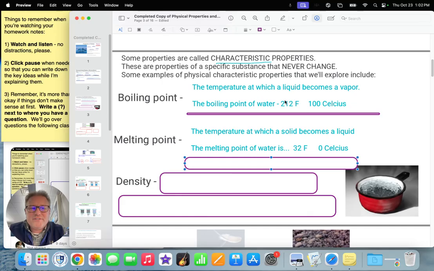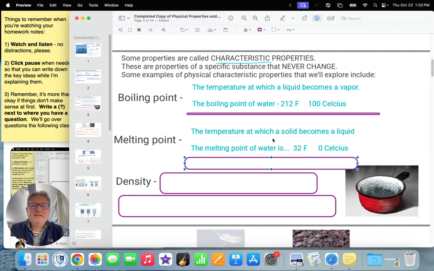It's kind of annoying, you have to remember 212. It's a hard number to remember for Fahrenheit, for boiling. 100 degrees Celsius, easy to remember. The melting point of water, 32 degrees Fahrenheit. That's kind of hard to remember, 32. 0 degrees Celsius. Celsius sometimes is easier to remember.